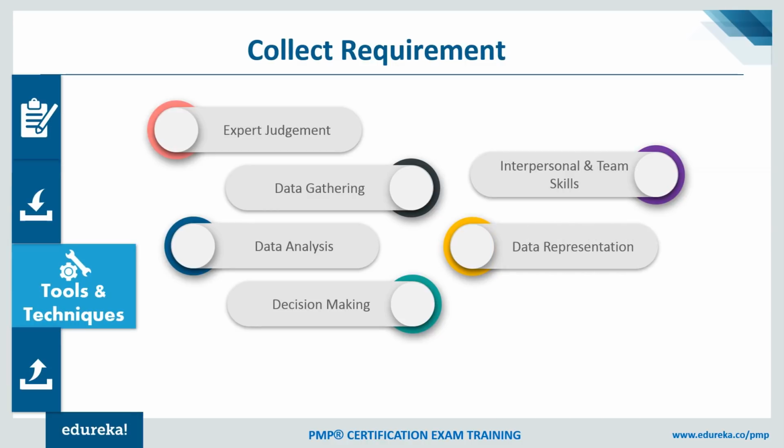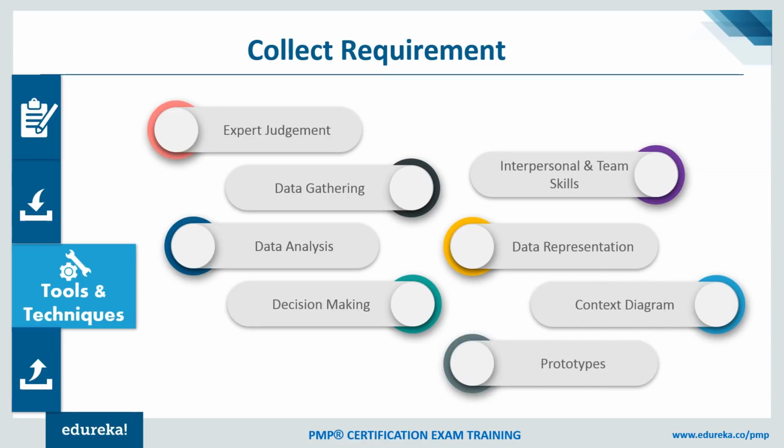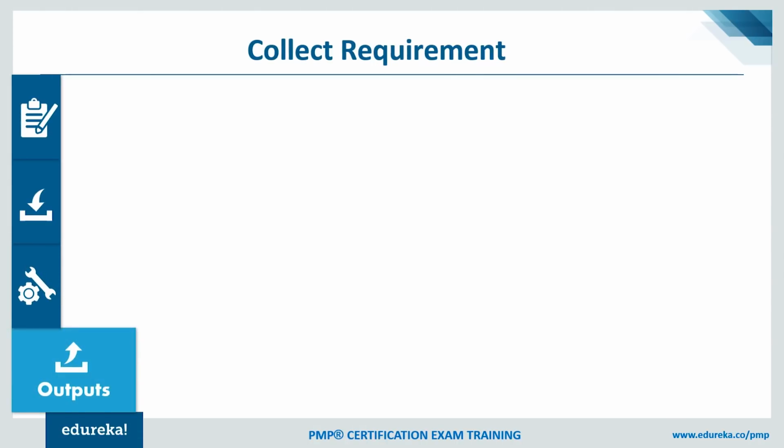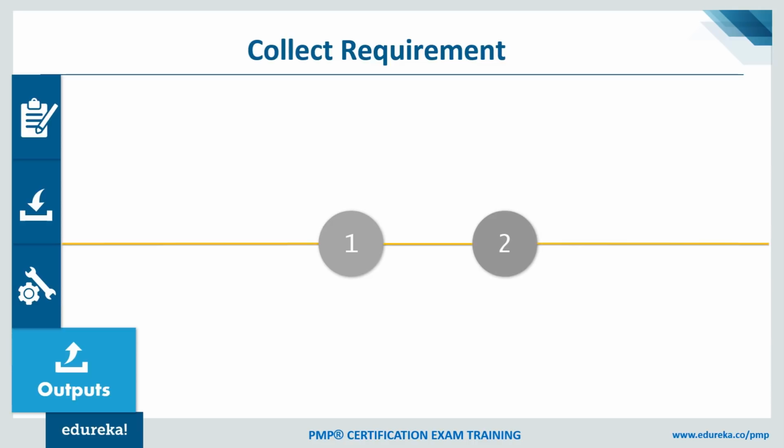Data representations like affinity diagram could be one of the examples in data representation. Context diagrams, prototypes. So these are some of the techniques which will definitely help you in engaging your stakeholders from whom you will be gathering data and, of course, the related requirements on the project. All right. So what do we get by the end of the collect requirements process in the form of output? You will get requirements documentation.